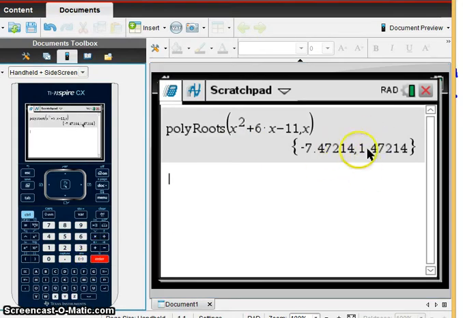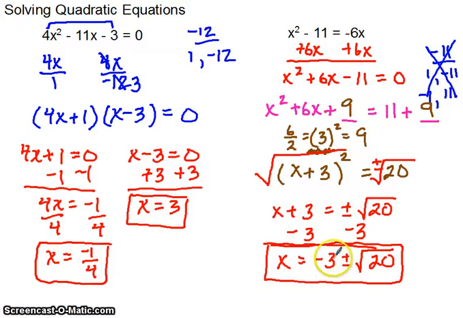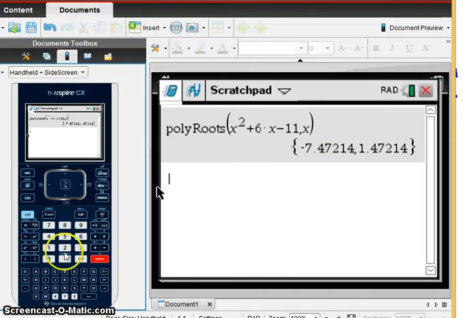All right, now you see they gave it to us in decimal form. That's what I was talking about, how I don't like the calculator as much there. But we can type in our answer, so negative 3 plus the square root of 20 and negative 3 minus the square root of 20, and those should equal the same decimals. So let's make sure that works.